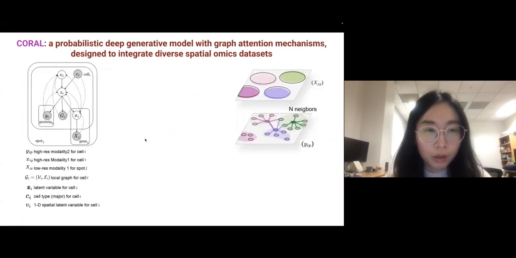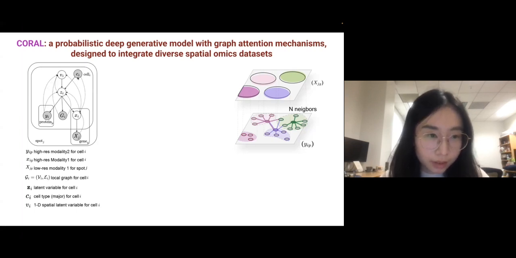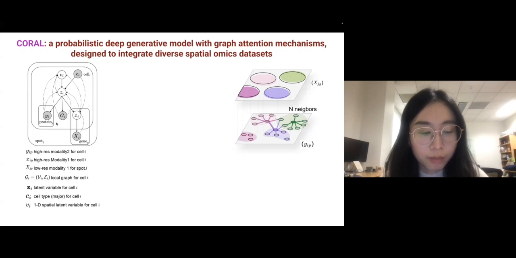Now I want to go a bit deeper into what the model looks like. In this case, we have four observed data. One is the single cell data, which we call YI, and we have the spot level data, which we call XJ. We also have the cell types identified from YI, and we create a graph-based structure we call GI, and we also have three latent variables.